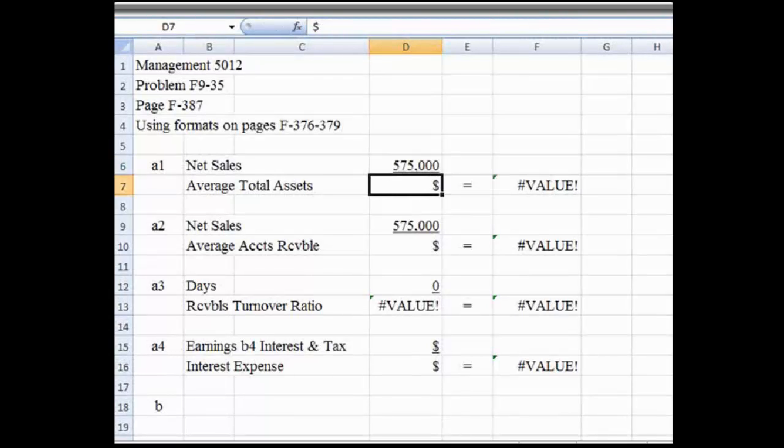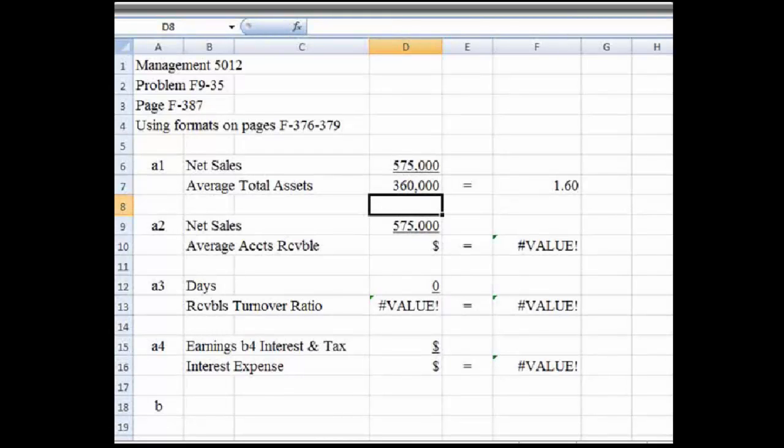$575,000. Since the average total assets is not part of the income statement, but on the balance sheet, that number has been provided in the book. Further on in the book, when more has been studied, you'll be required to do your own calculations for things like average total assets. The book tells us that the average total assets are $360,000. The calculation then results in an asset turnover ratio of 1.6.